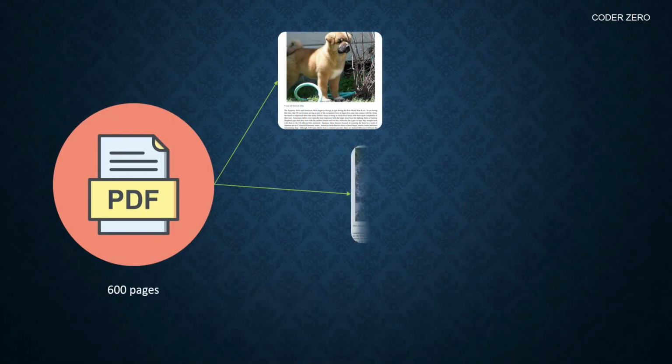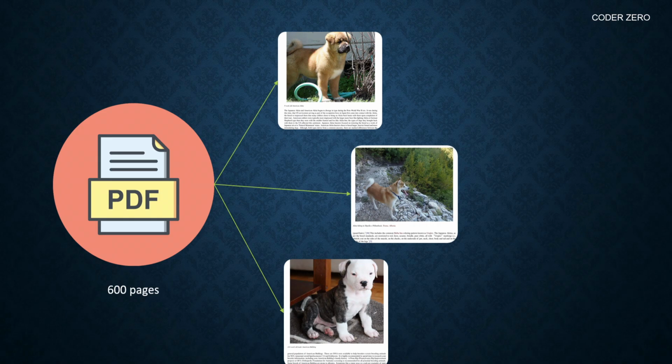Let's say you have a PDF which contains 600 pages. On each page you have information related to dogs. So this is one breed, this is another breed, and this is the third breed. Similarly, you have information related to different kinds of dogs in this PDF. Now if I say find the information on an American bulldog, you'll go through this PDF, find the chapter, then find the information related to American dogs.